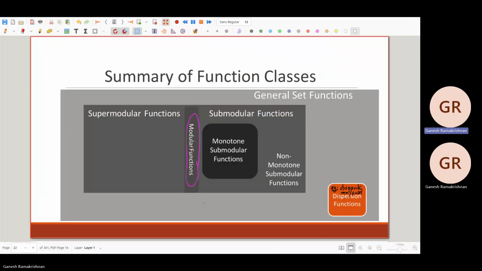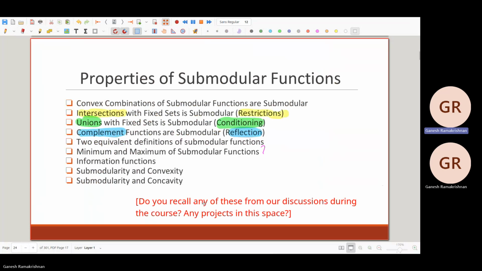As I said, there are submodular and supermodular functions. Modular functions are exactly in between. I want to end with some properties. There are interesting properties, like convex combinations of submodular functions remain submodular. When we did convexity, one of the first things was calculus: what preserves convexity? You can think of examples that surface in your own paper studies or projects.